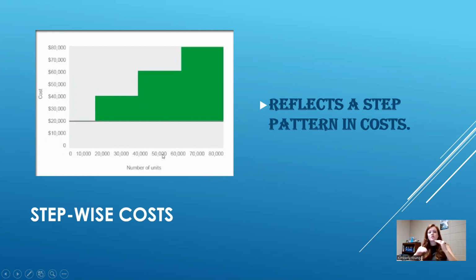Then we're going to need to hire another manager. So that's the stepwise cost. It doesn't just evenly go up. It goes up all at once because we need to add something. Maybe we need to add another delivery vehicle once we reach a certain number of deliveries we make. Or maybe we need to add another machine based on how many we're trying to produce. So that would be what a stepwise cost is.